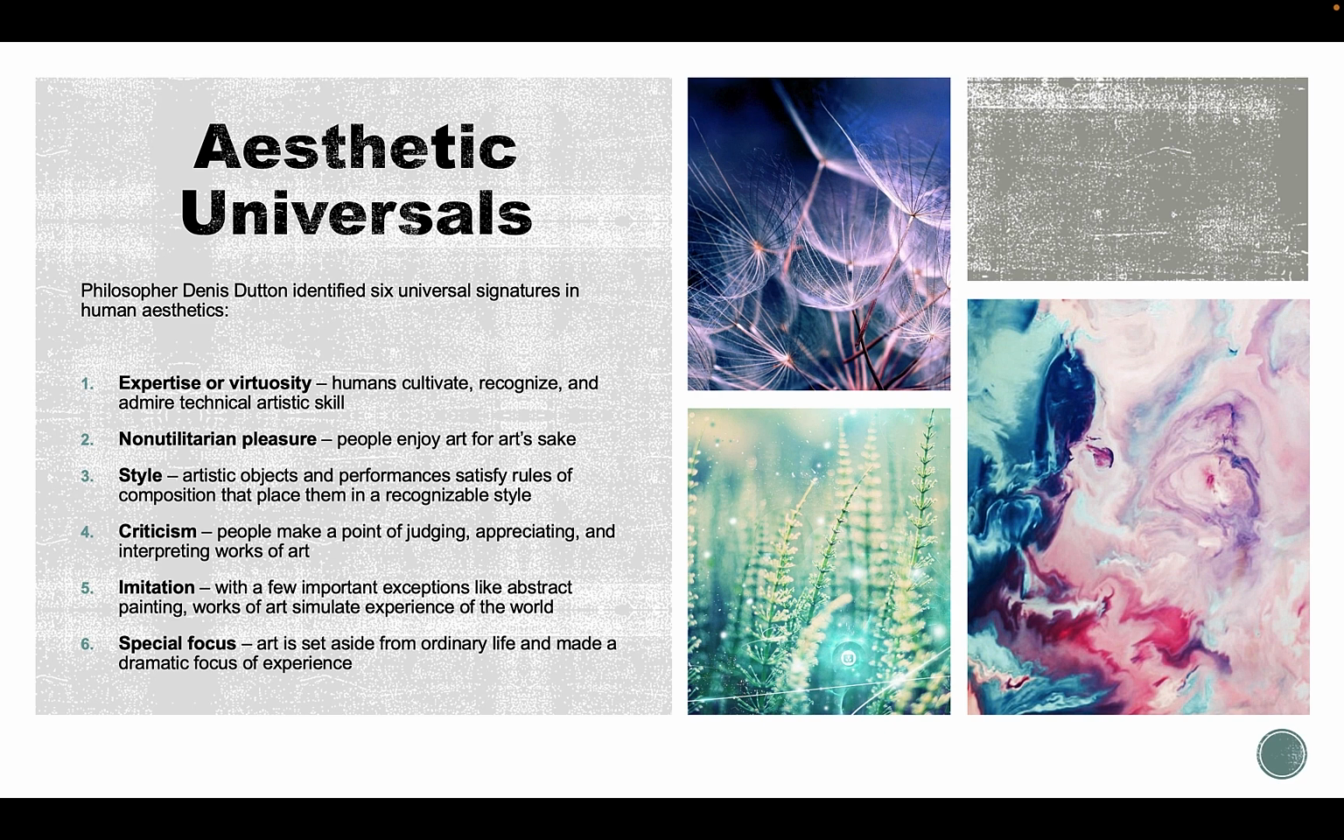Style. Artistic objects and performances satisfy rules of composition that place them in a recognizable style. When I think of style like this, I tend to think a lot about the general styles that have changed over time. It could be fashion, music. I think everyone has a general style that they're drawn to, or it could be a couple different types of styles. And style, I think, is a better word than aesthetic because it helps break things down into more recognizable patterns and groupings of things that we recognize.